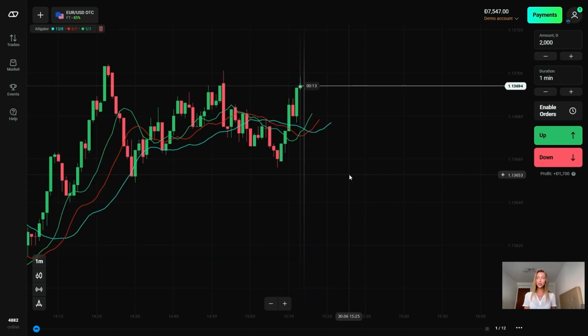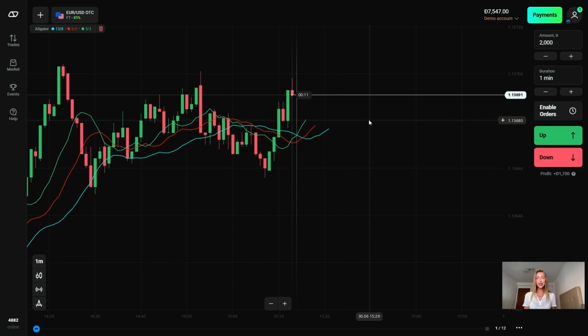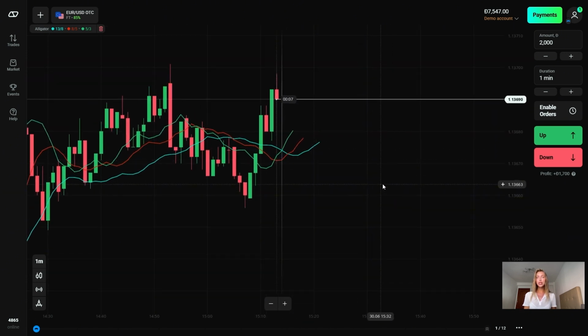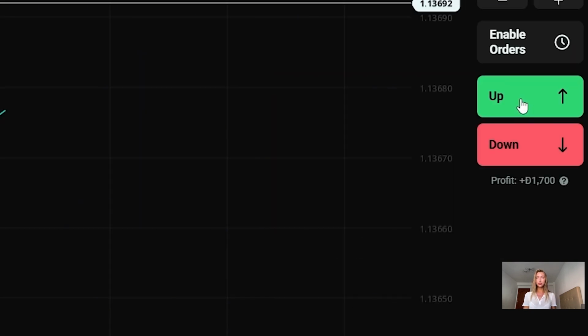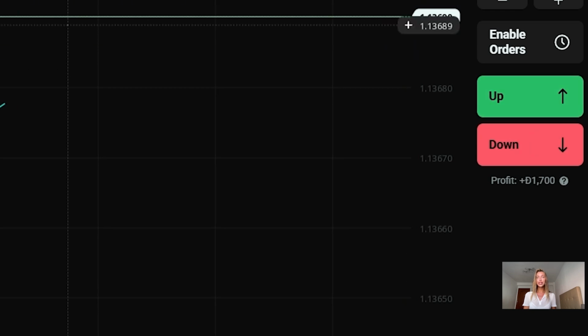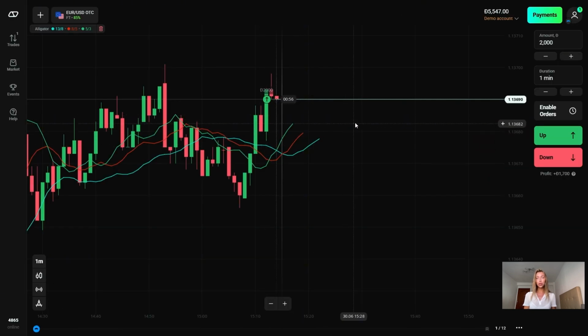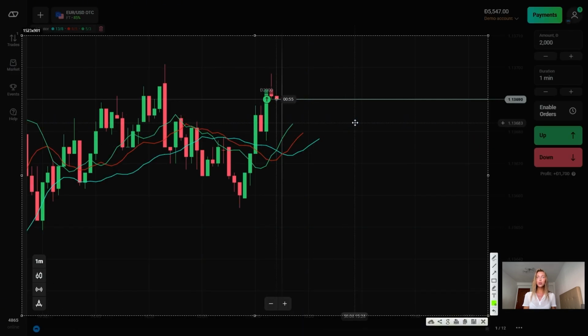So I found a new setup. This setup looks very similar to the previous trade, but here I will still open a position upward. So my trade is open and this time I used 2000 for it. Now let's see what we got on the chart.